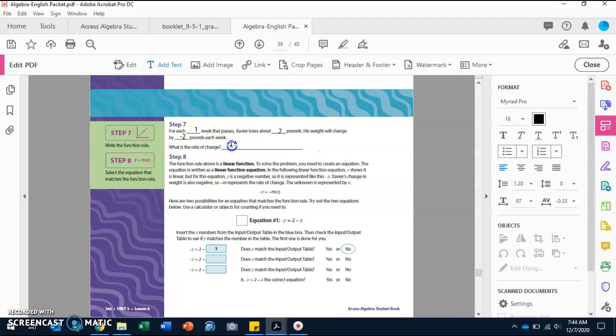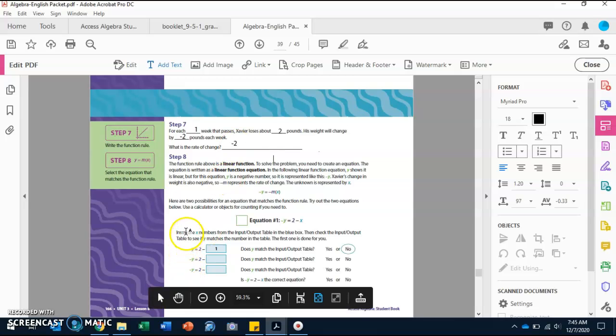So what's the rate of change here? The rate of change is the same thing right here, guys. So what is this rate of change? Yes, -2, because here what they're asking you is how much is it changing per week? It's the same thing. It's -2. It does not change.